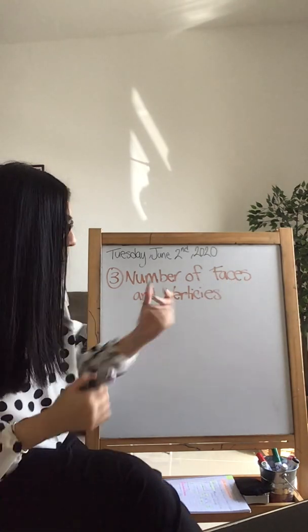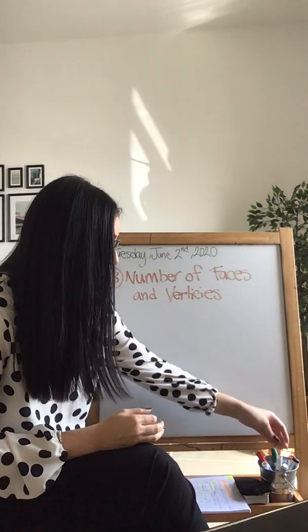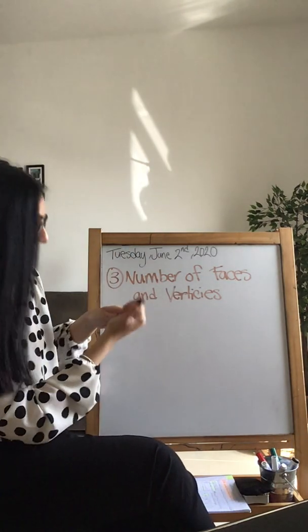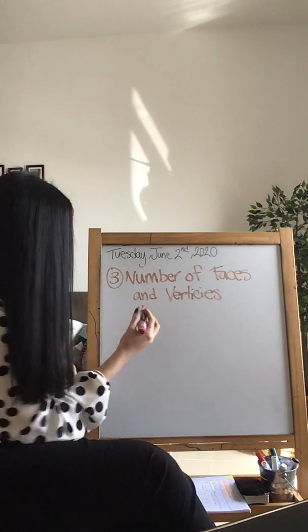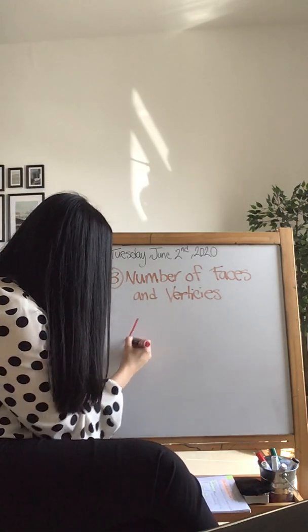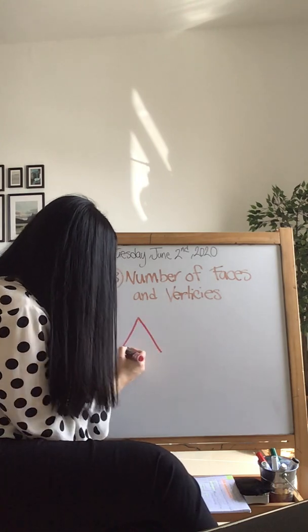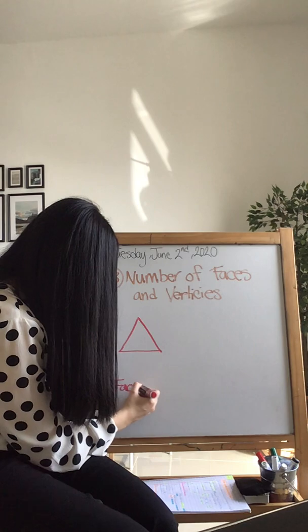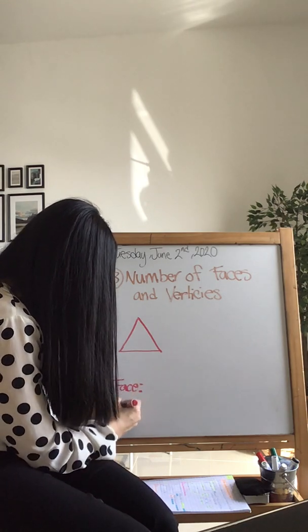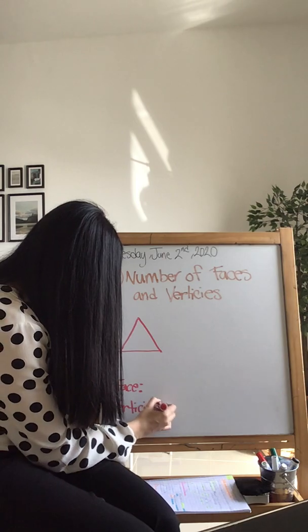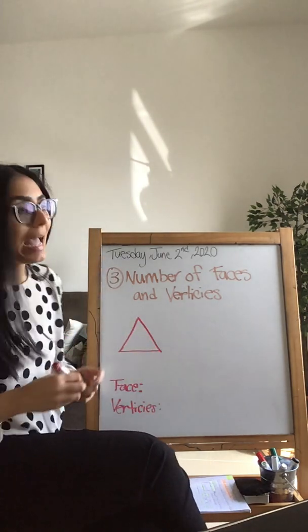So now let's review what a face and vertex is. Like I said, you should remember that from grade 5, but maybe you have forgotten. So let's do a 2D shape first, and then we'll do a 3D shape. So let's do a 2D triangle first. And then we'll do how many faces this has, and how many vertex, or vertices I should say.